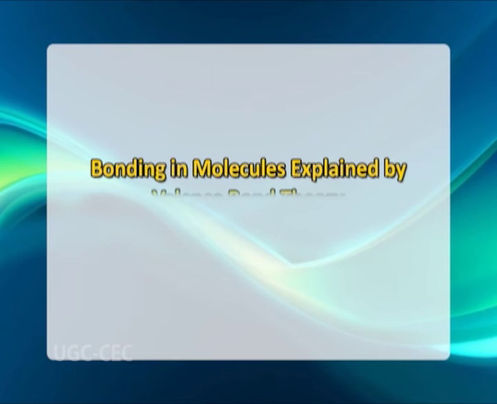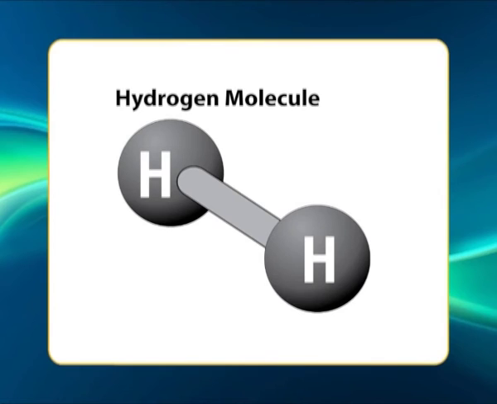Now, bonding in different molecules as explained by valence bond theory. First, let us take the example of hydrogen molecule. The electronic configuration of hydrogen atom in the ground state is 1s1. In the formation of a hydrogen molecule, two half-filled 1s orbitals of hydrogen atom overlap along the internuclear axes and thus form a sigma ss bond.